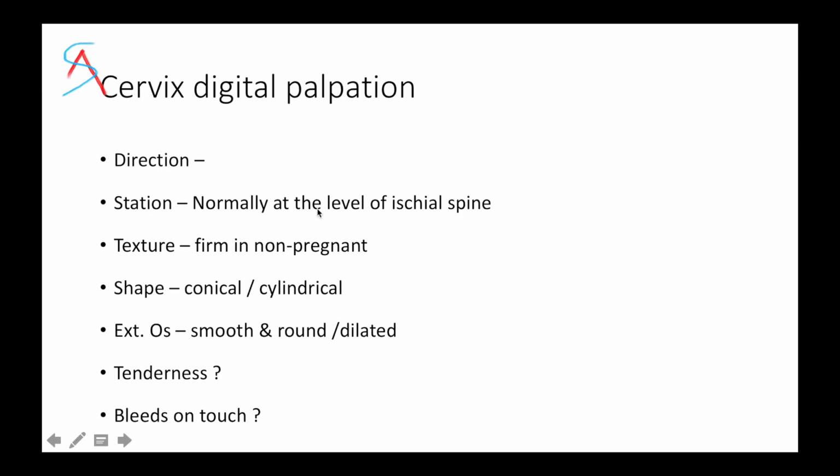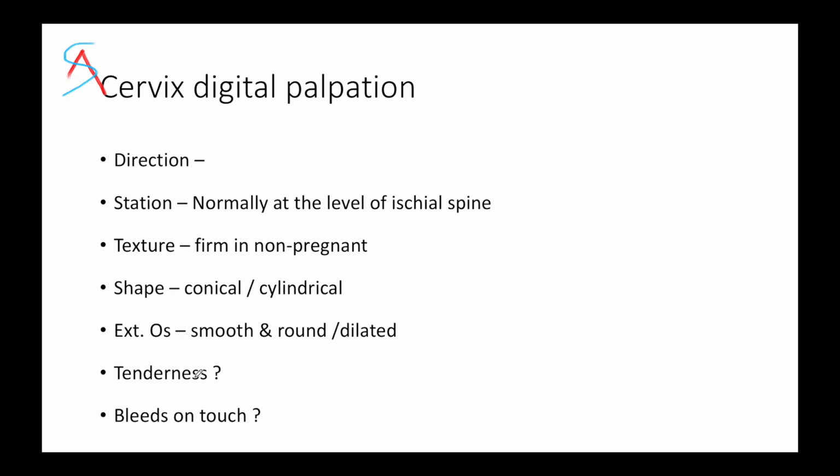Then you have to look at what station the cervix is. Generally it would be at the level of the ischial spine. In non-pregnant women, consistency would be firm. It will feel as if you are touching the tip of your nose. Shape would be conical with smooth surface in nulliparous women, but would be cylindrical in parous women. Then you have to look for the external os. External os would be smooth and round in nulliparous, but would be dilated with evidence of tear in parous women.